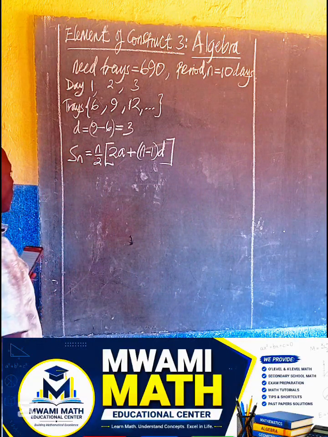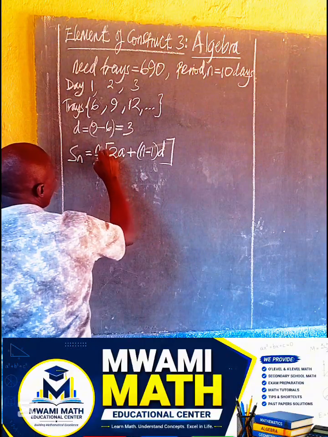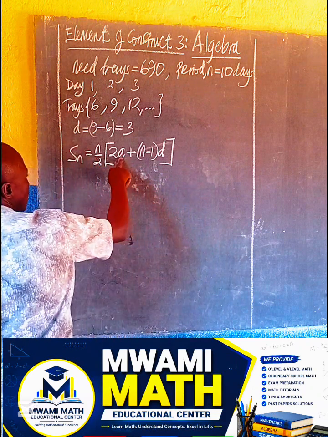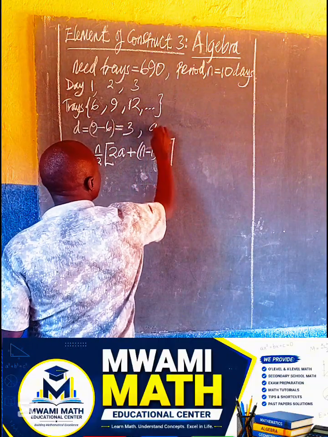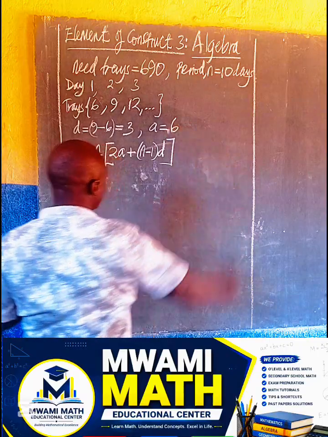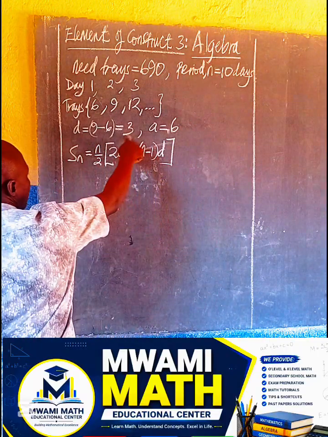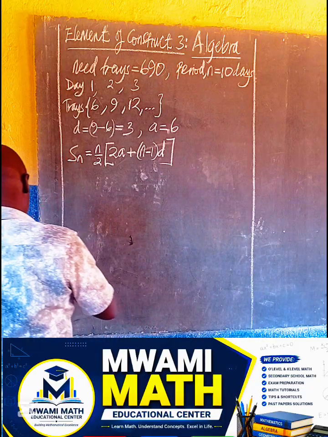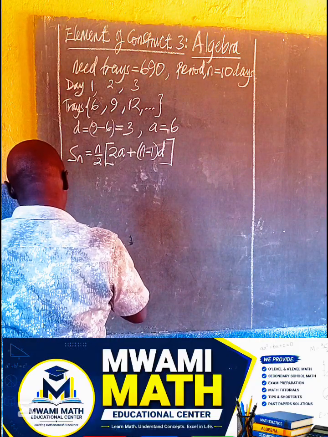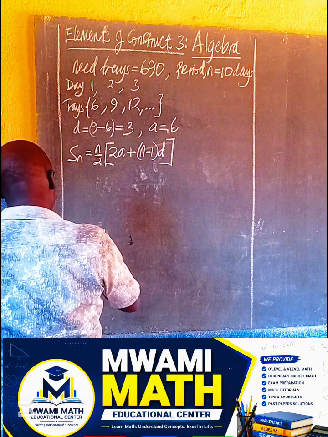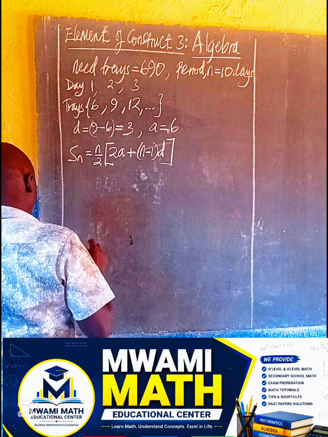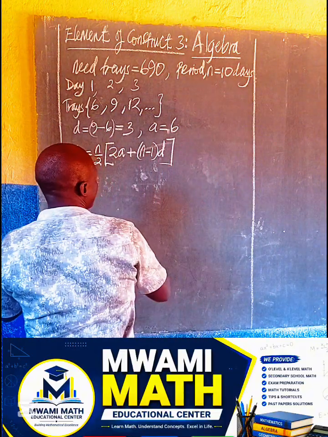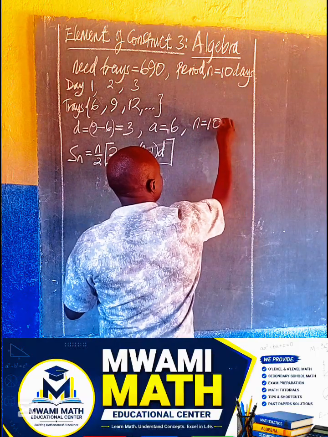So from there, we shall get Sn is equal to, what's our n? Our n is the number that we don't have. Then we need to get the a. A is already given. Our a is the first term, which is 6 trays. Then our common difference is given. So from there, we can now proceed and say that our Sn will be given by the sum of the trays produced in the first 10 days. Actually our n is 10. So in this case, our n is 10.